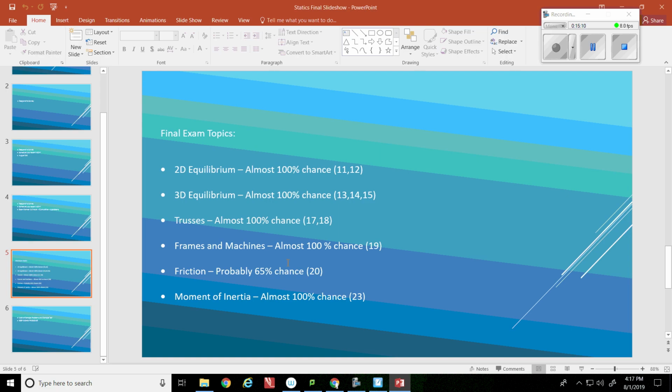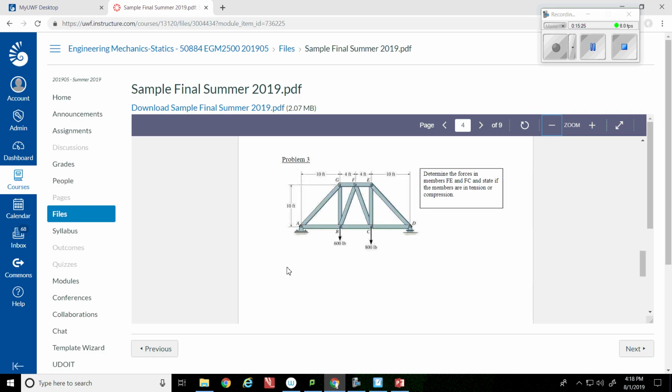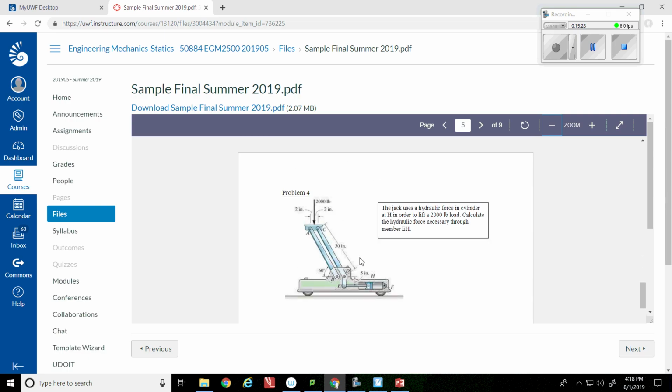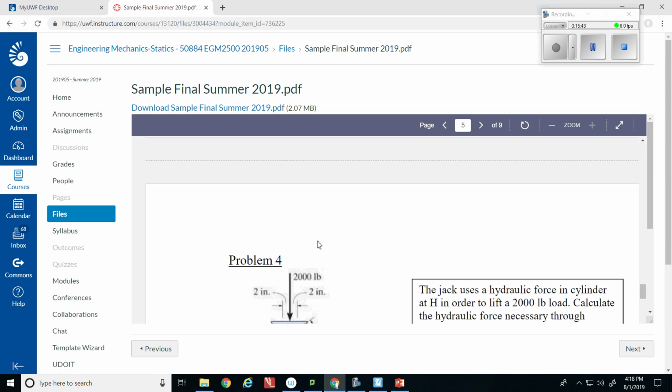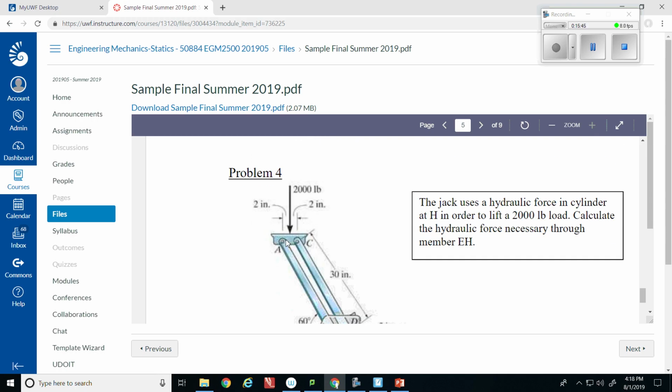And then frames and machines. That one's probably harder, just because you've got to break it up into pieces. You had homework on that. I know some students had struggles with it. You've got to break it up into pieces. So in this case, this is good practice. The only way you solve this problem is to draw a free body diagram of that bucket itself, or whatever this little thing is that holds the. Let me zoom in. You've got to draw a free body diagram of that bucket AC. Okay?